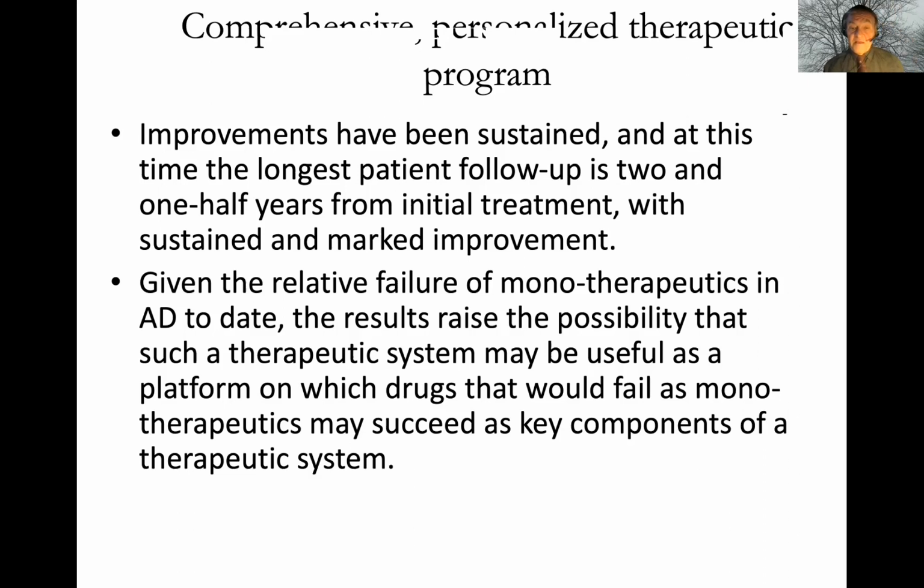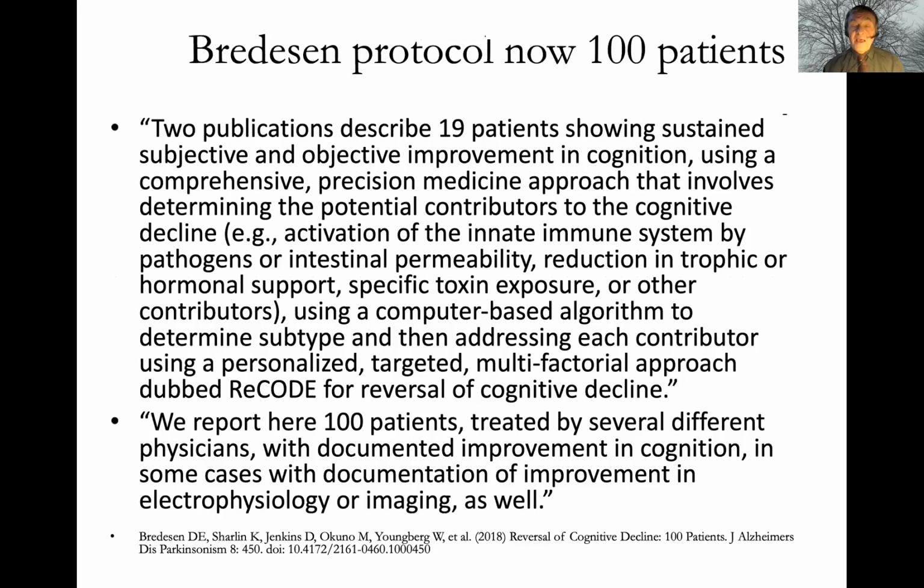But the notion is that he is attempting to address all of the factors that may be important and not just one at a time. And he says that the relative failure of monotherapeutics for dementia to date raises the possibility that a multiple component therapeutic system is what is needed. And he went on to publish a paper with colleagues in 2018 of 100 patients who had used his protocol.